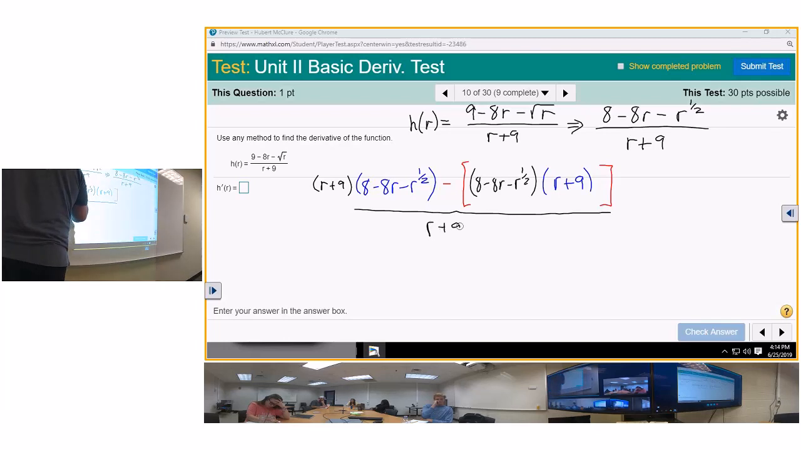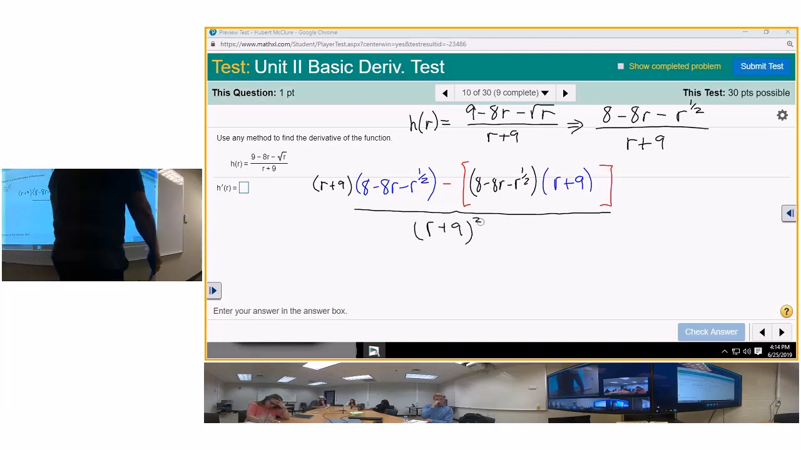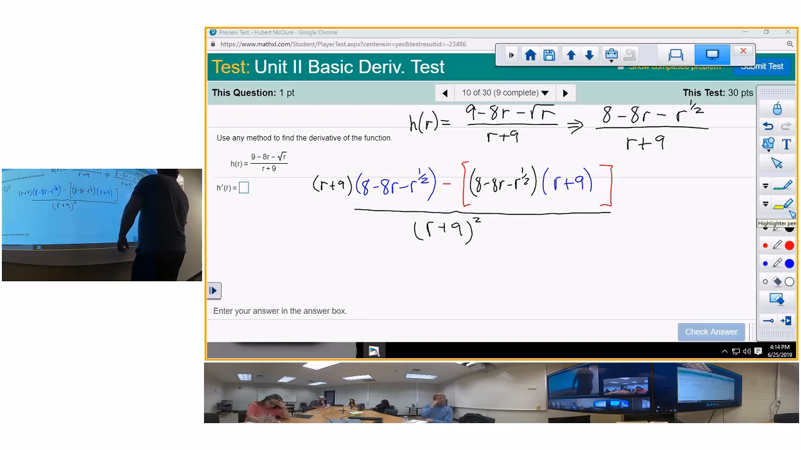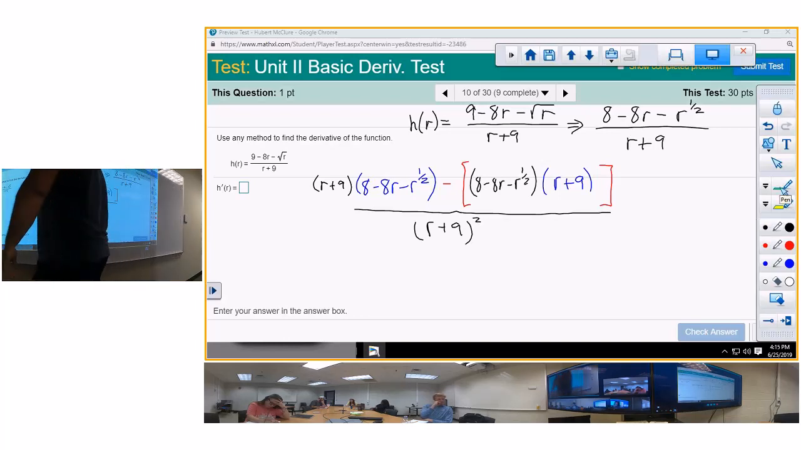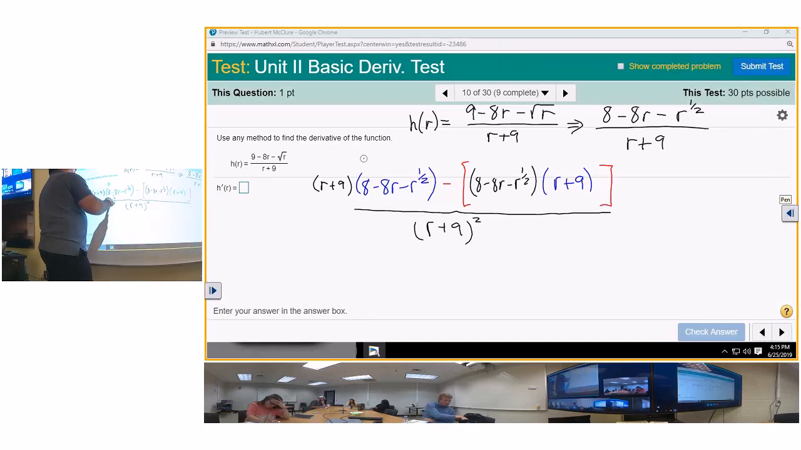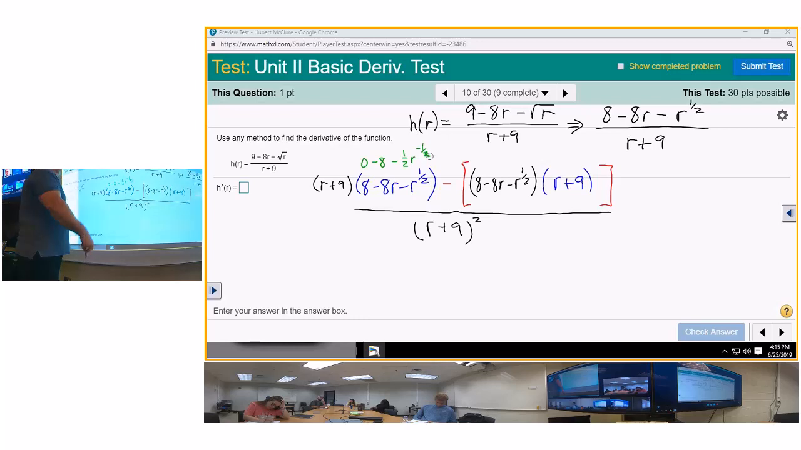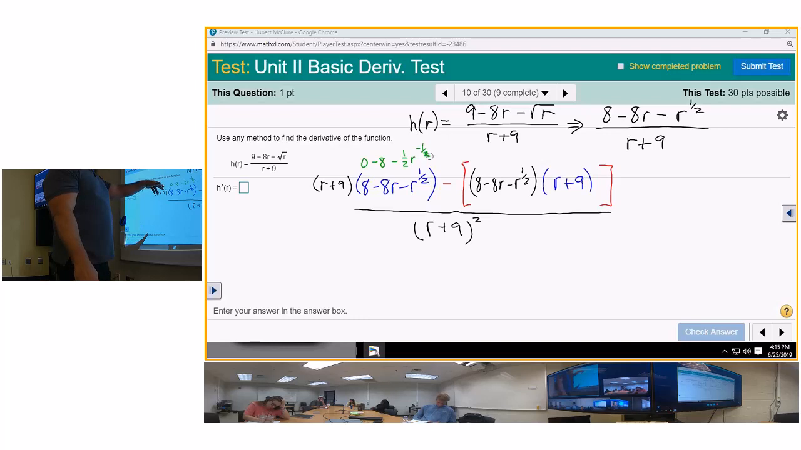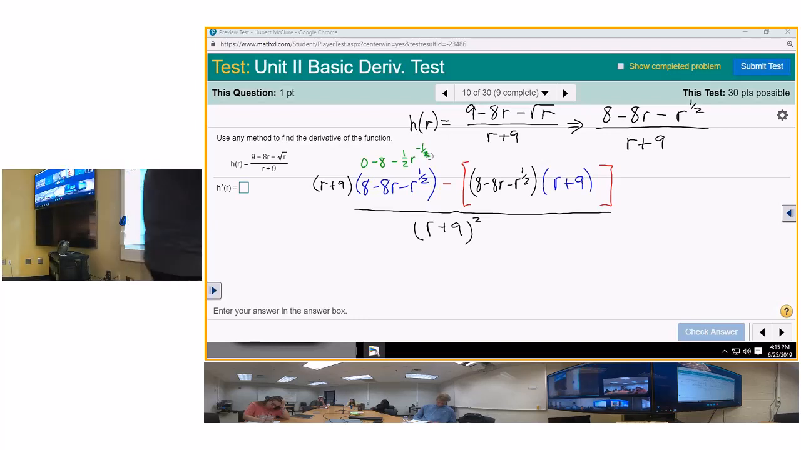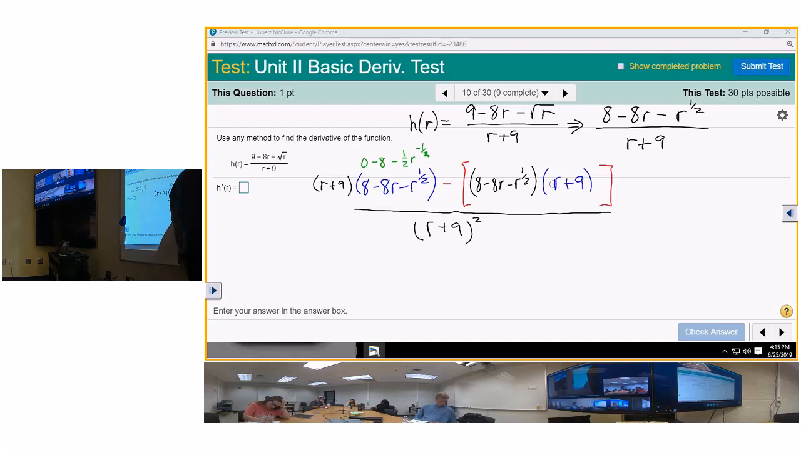R plus 9. Okay, so now we take the derivative, right above it, if y'all don't mind: 0 minus 8 minus 1/2 R to the negative 1/2. Is that what y'all got? We can rewrite it in a second. 1/2 R to the negative 1/2. Okay. 0, negative 8, and then over here, what's the derivative of R? 1.